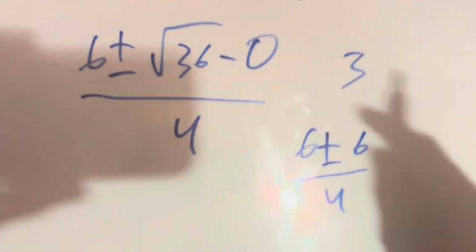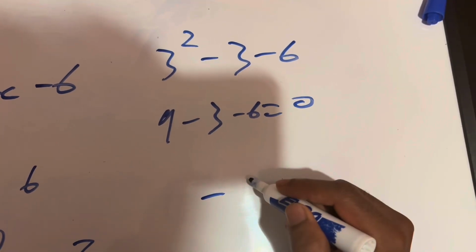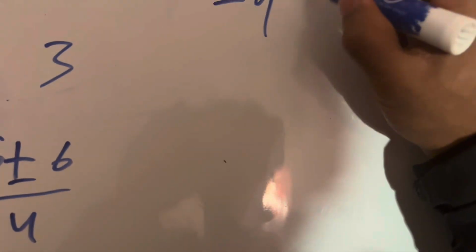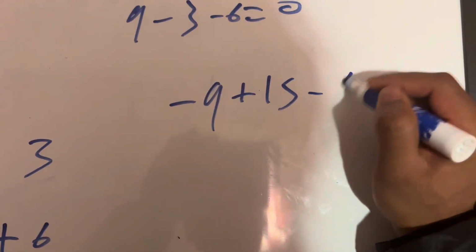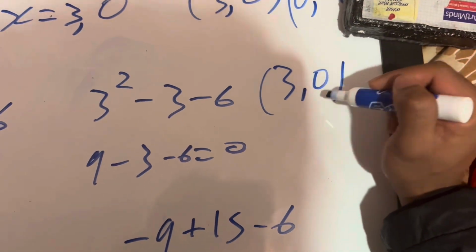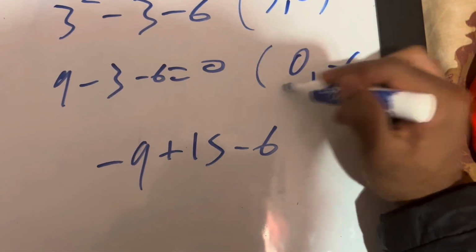Right, now let's put those same numbers in for the rest of them. If it is 3, so that's just going to be negative 3 squared, so that's going to be negative 9. So negative 9 plus 15 minus 6, it's just going to be 0, so it's going to be 3, 0 again. And then if it's 0, it's going to be negative 6 again, so it's just going to be 0, negative 6. And yeah, that's how that works.